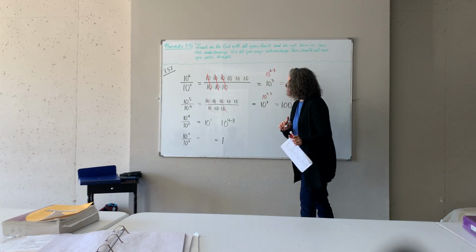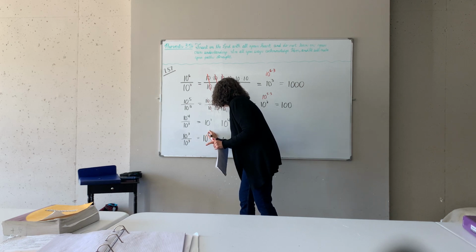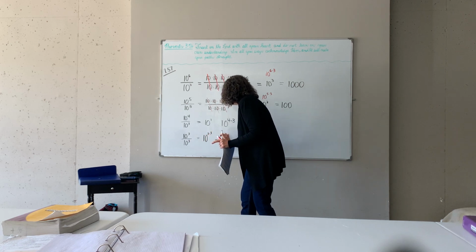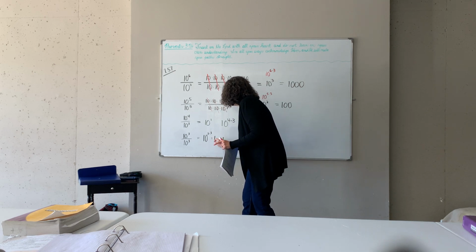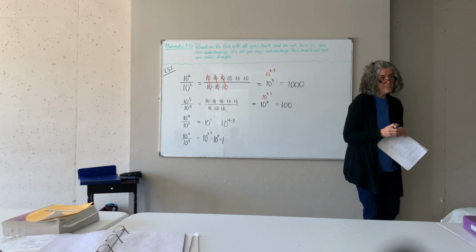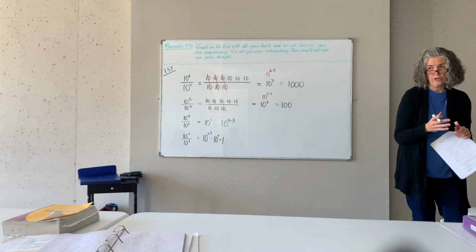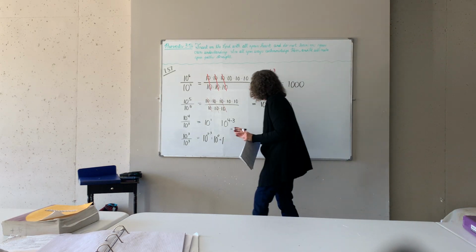But Lily's conjecture was 3 minus the 3. She would say that's 10 to the 3 minus 3. Well, what is 3 minus 3? 0. So that means that's 10 to the 0, which is 1. But guess what? 10 to the 0 is 1, so it still works. Okay? I'm going to go one more, and let's see if it still works.